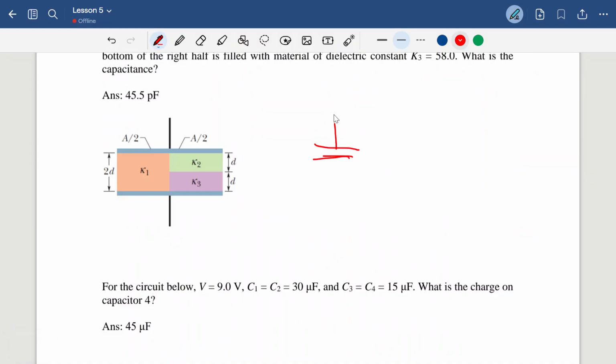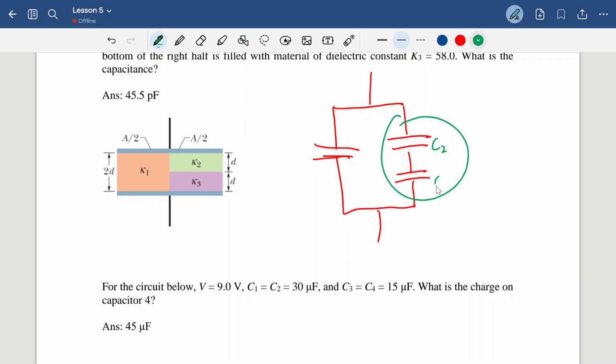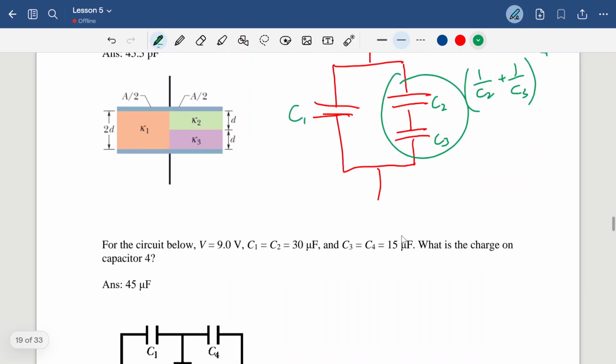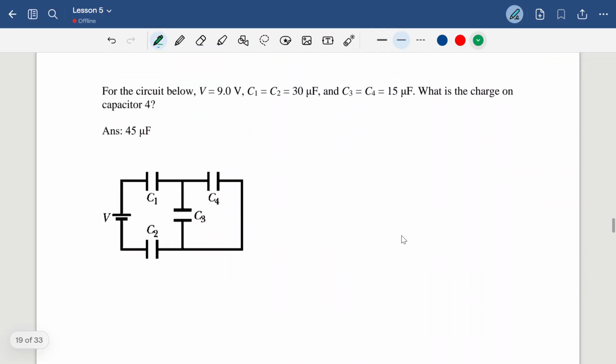This is the K1 in parallel with this and this. So for this, let's say this is C2, this C3, this C1. This will be 1 over C2 plus 1 over C3, inverted. That's then summed up with C1 to give the effective capacitance. This one is still an easy one.